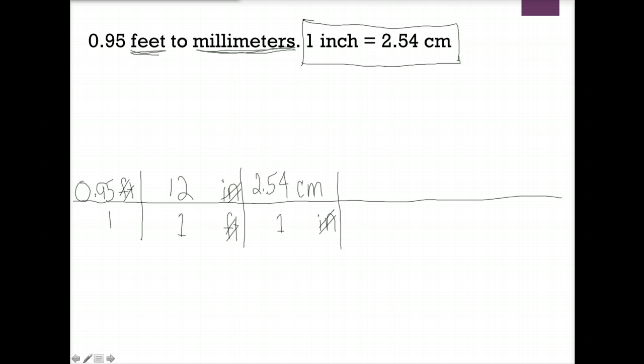What's on top is going to cancel what's on bottom. So what we have left now is centimeters, but we don't want centimeters, we want millimeters. So we're going to put centimeters down here because we know we want to cancel it. And we know millimeters is what we want, so let's go ahead and put that on top and draw our picket. Now what's the relationship between centimeters and millimeters?